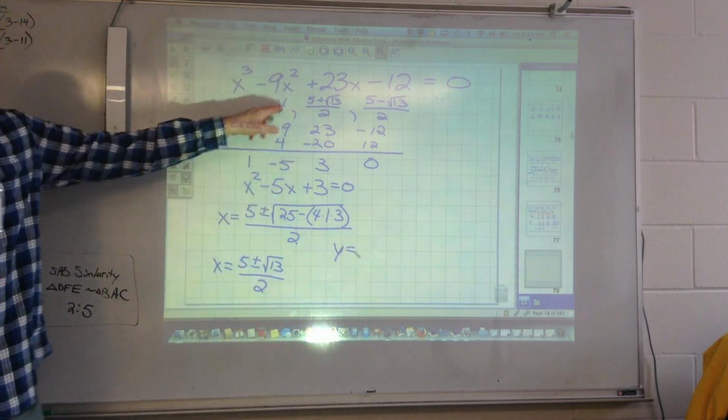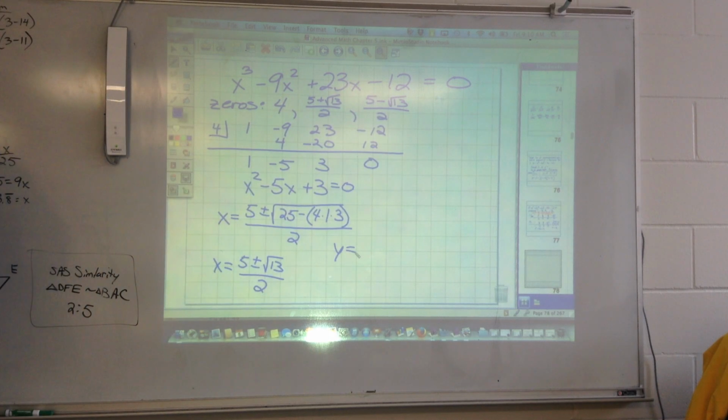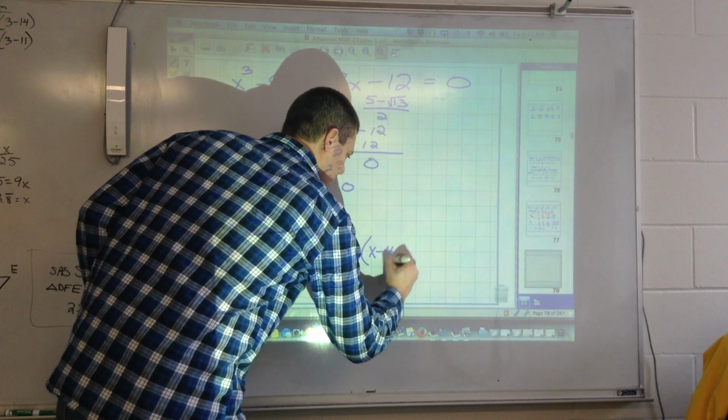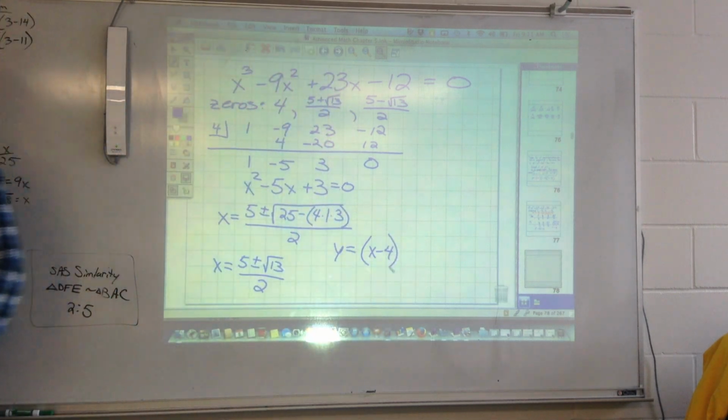So we found the 3 zeros. Let's write our answer in factored form. How do you think you'd want to do this? Well, what's one of the factors? X minus 1. X minus 4. Let's take care of these. Now, there's two ways you can write the other ones. There's the way I'd probably do it because it's nicer, and then there's the way that's not so nice, but it's still right.